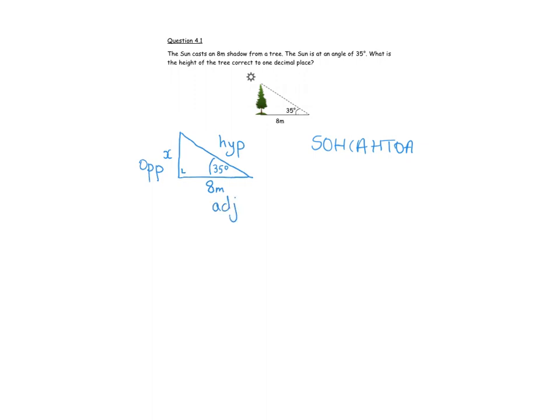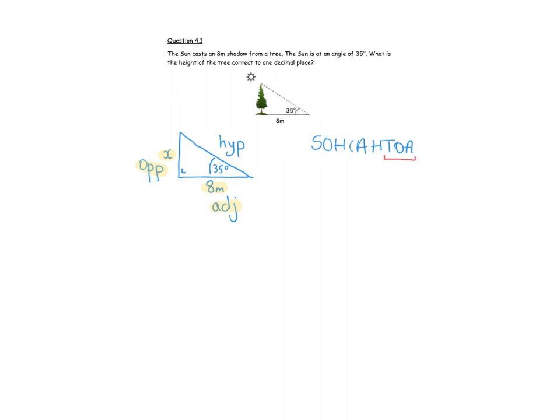The next thing we need to do is highlight the sides that we either have or we're looking for. So first of all, we're looking for x, we need to use the opposite, and then we have the 8 meters, which is the adjacent. So we're looking for the one in SOHCAHTOA that uses O and A. Looking at SOHCAHTOA, we can see that the only one that has O and A is tan.